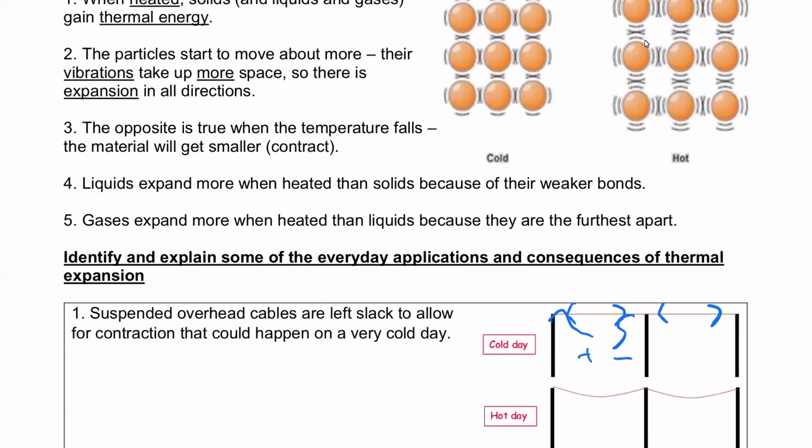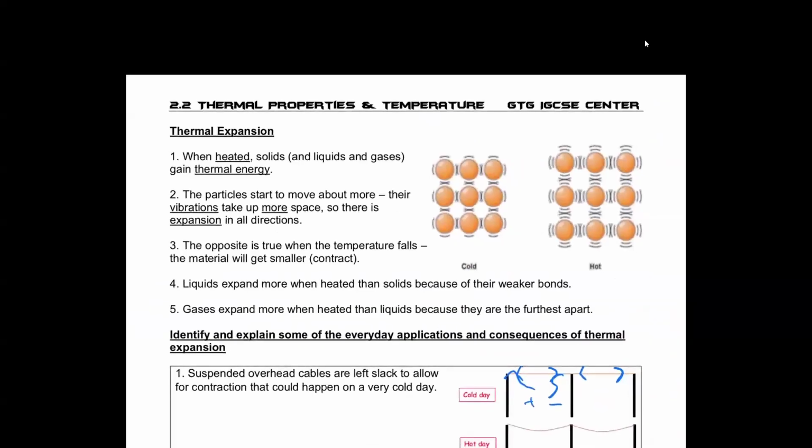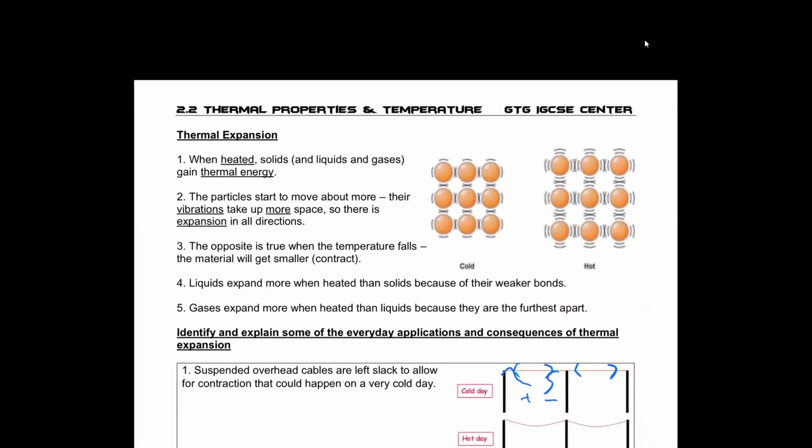Okay, anyways, does anyone have any questions regarding thermal expansion? I haven't riled you guys up with some gay jokes already, but anyway, back to physics.